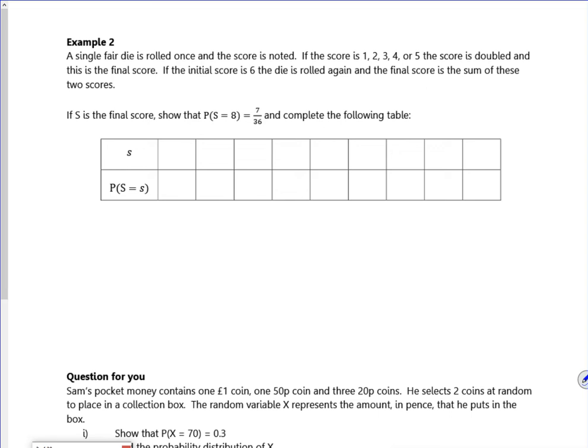So then it says, for example 2, a single die is rolled once and the score is noted. If the score is a 1, 2, 3, 4 or 5, the score is doubled and this is the final score. Right, okay. So the score is doubled. So instead of 1, 2, 3, 4, 5, I'm doubling the score. So I've got a 2, a 4, a 6, and an 8. Oh, hang on. I think that's wrong.